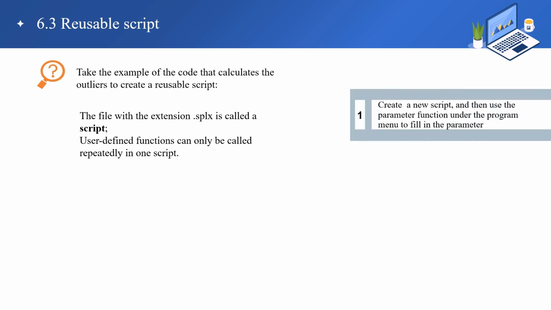SPL provides a function to call another script in a script. Let's take the example of the code that calculates the outliers to illustrate how to do this. First, create a new script and then use the parameter function under the program menu to pop up such a dialog box.